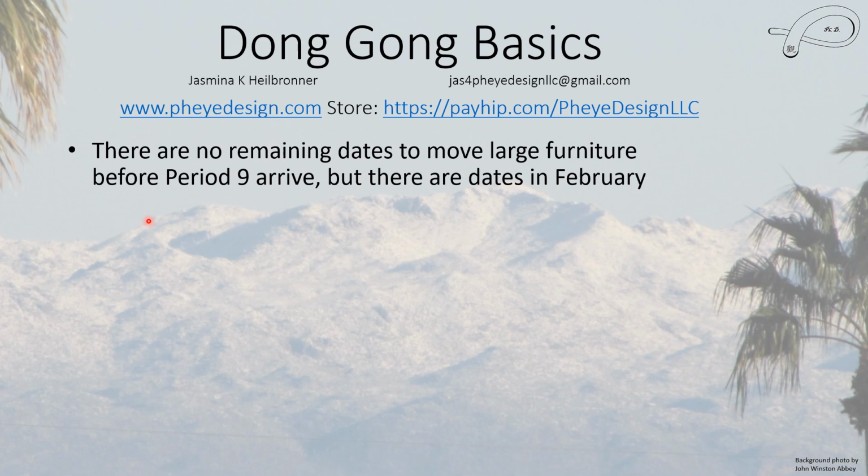Now, unfortunately, there are no remaining days to move large furniture before period 9 arrives, but there are dates in February, and that is the 19th of February, but not for the goat. That is, if you have the goat in your year, or as a working adult, you have a goat in your month, don't use this day. And February 22nd, but not for the rabbit. So there's a clash there for the rabbit. So it's a rooster day. So there is at least 2 days.